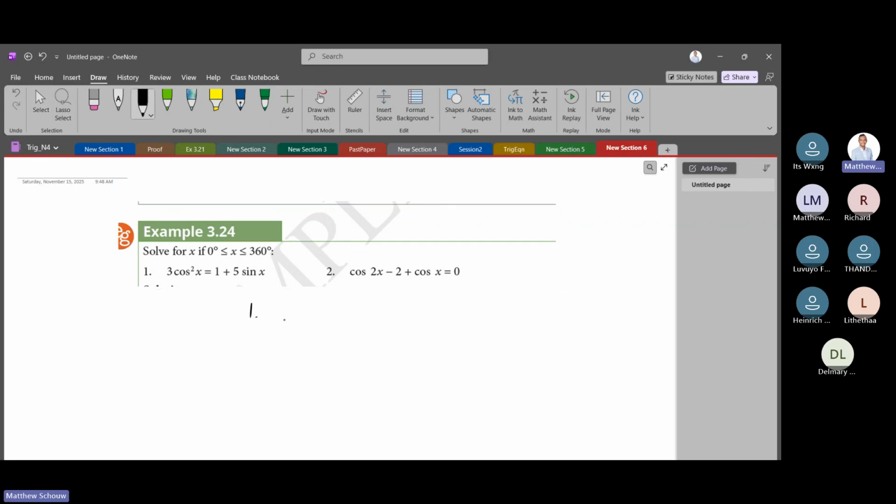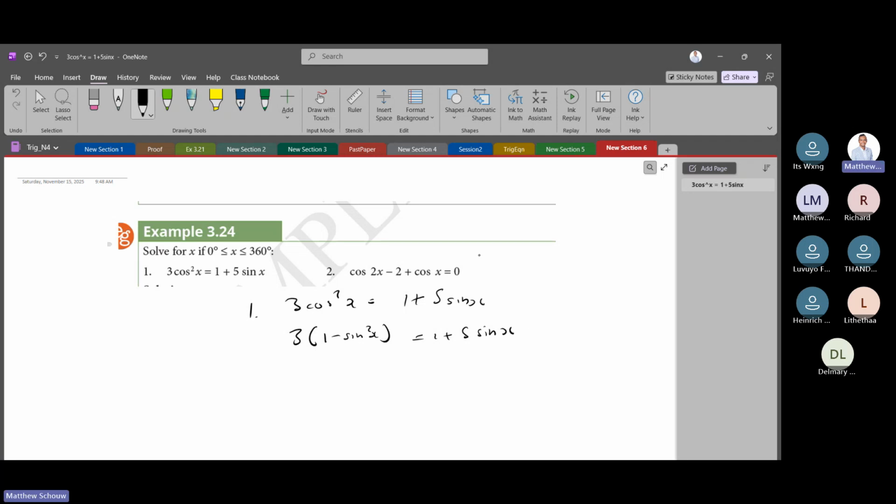So number 1, we have 3 cos squared x equals 1 plus 5 sine x. So with these ones, what you actually want to do is try to make the ratios all the same. If I see a cos squared x, if you think of the old granddaddy, you should know by now that that's going to be 1 minus sine squared x. Right? That's 1 plus 5 sine x.